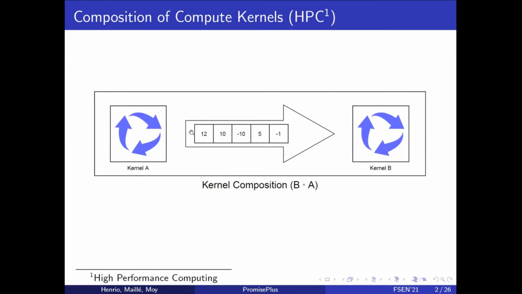And we are wondering about efficiency of the composition. And here, efficiency is tied to synchronization. If kernel A and kernel B are running in parallel, how does kernel B efficiently access elements produced by kernel A? Does it wait on each element? Does it wait on the whole array, on a chunk of the array? This is what we investigated.